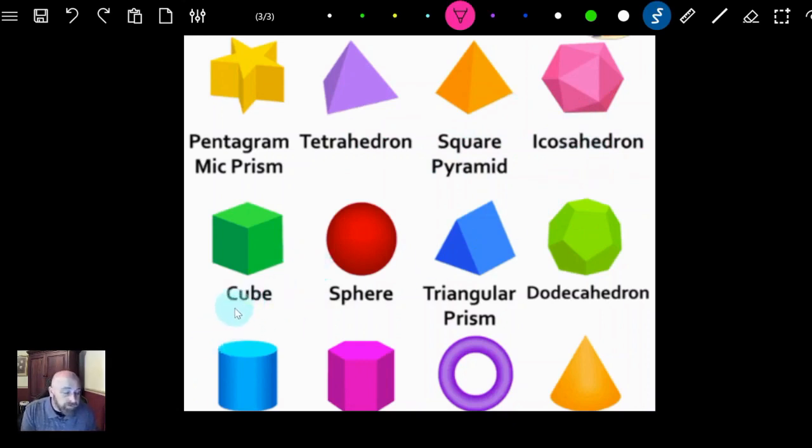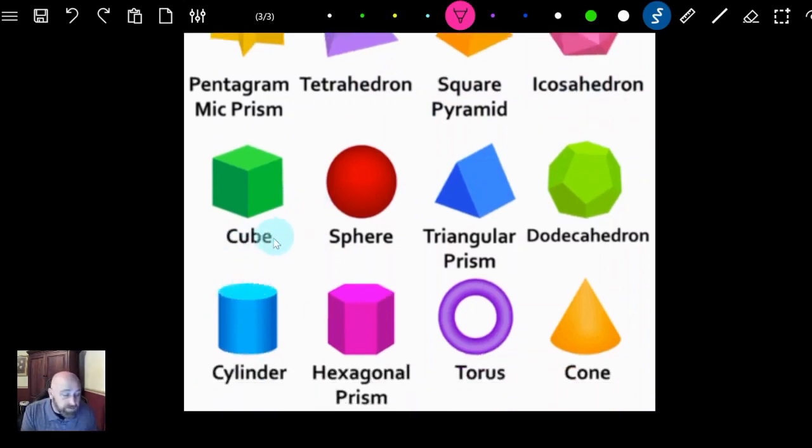The cube, that's one of the most important ones that you're ever going to learn right there. We're going to do a lot with the cube. We're going to cross-section the cube. We're going to learn formulas for the cube, all kinds of stuff. The sphere. The sphere is based on the circle.